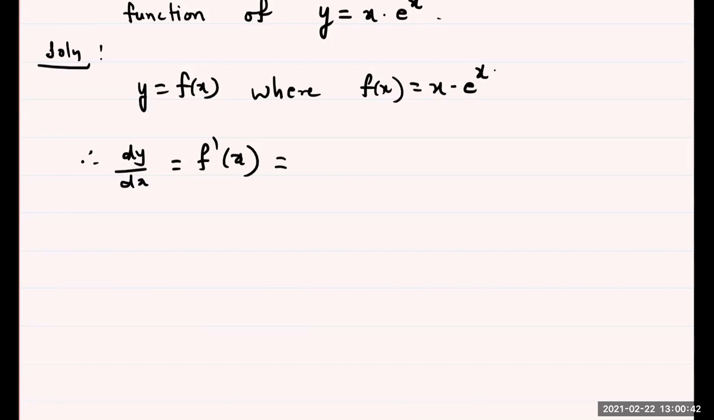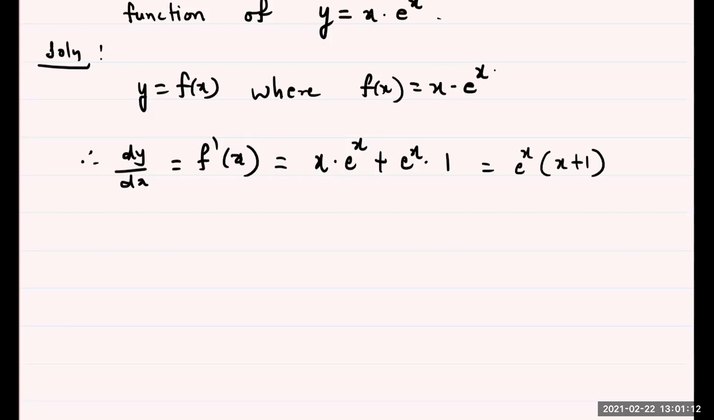Yeah, what is the derivative? You can start with, let's say, first term into derivative of second plus second term into derivative of first. That's all. So that is e raised to x into x plus 1. Write it like this, taking common; even if you don't write it, it will do. Okay.